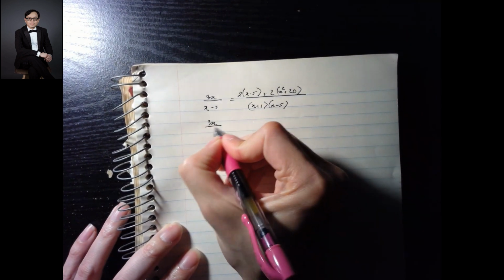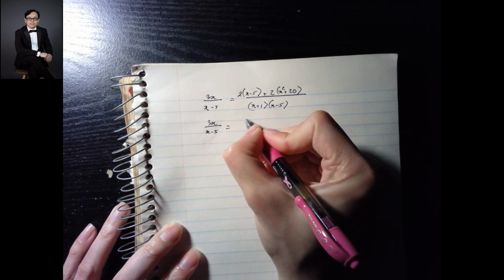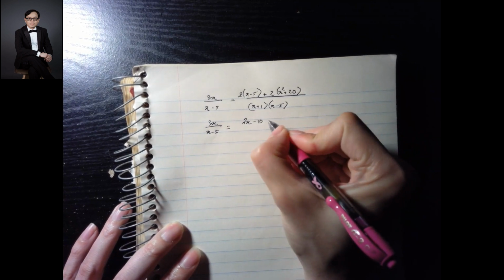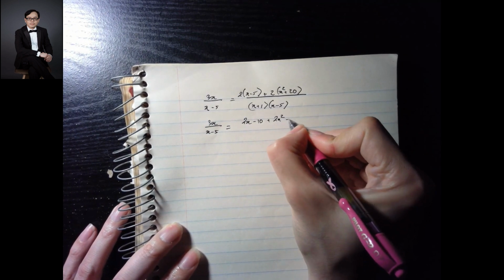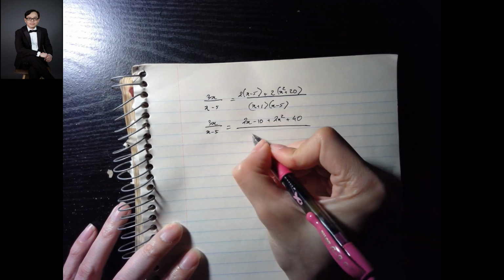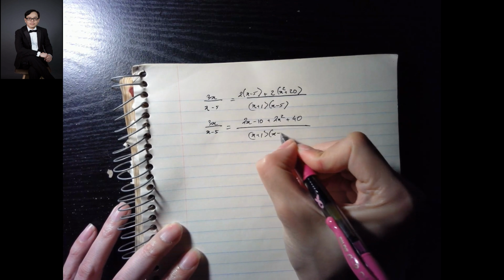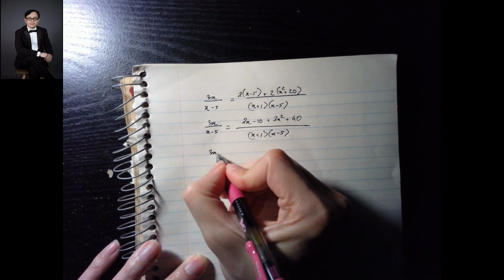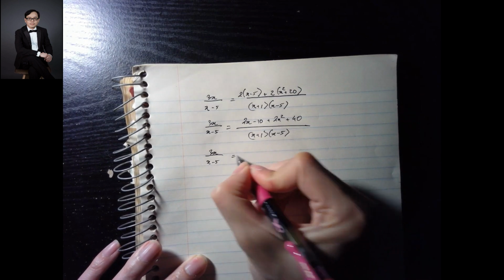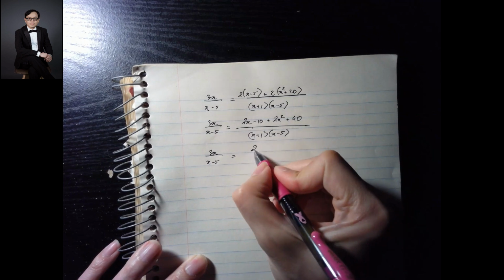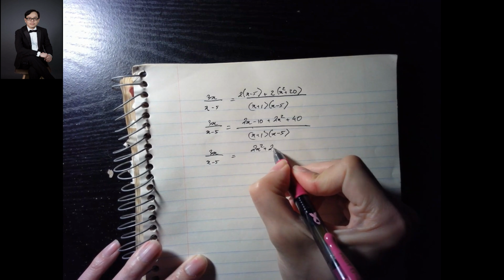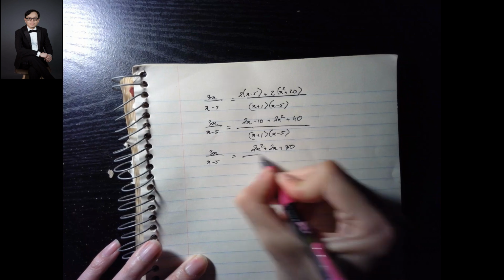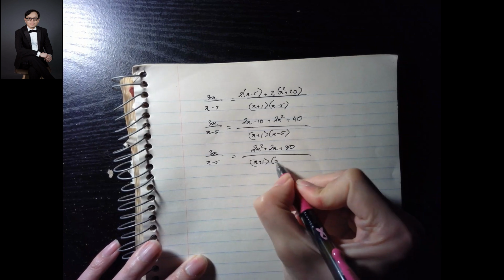I'm going to show whatever is on the top. I distribute and try to combine those terms to make it simpler. Again, I can combine the top, right? So 2x squared plus 2x plus 30 equals x plus 1, x minus 5.